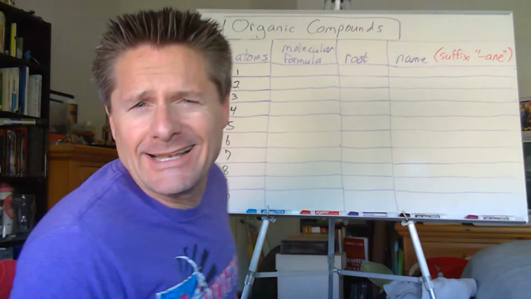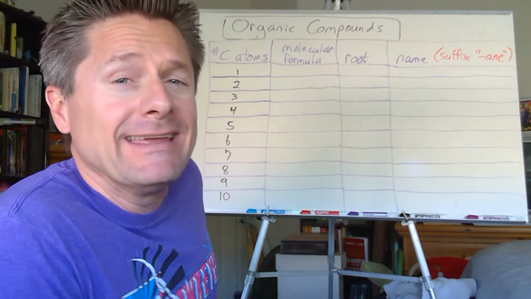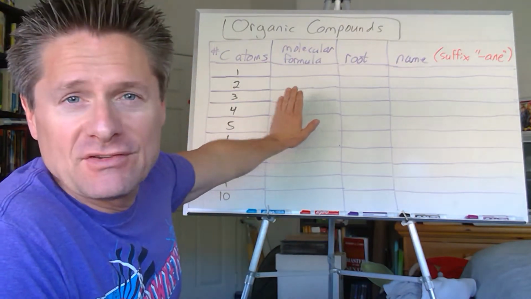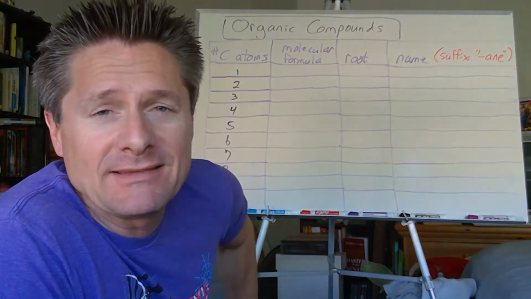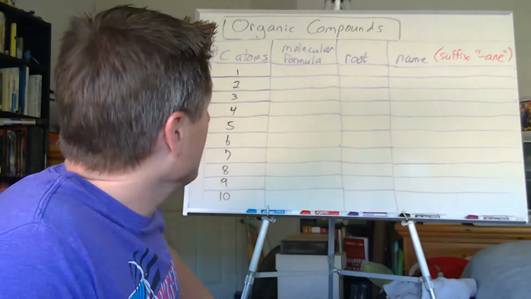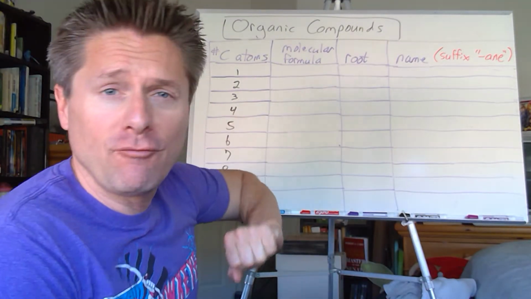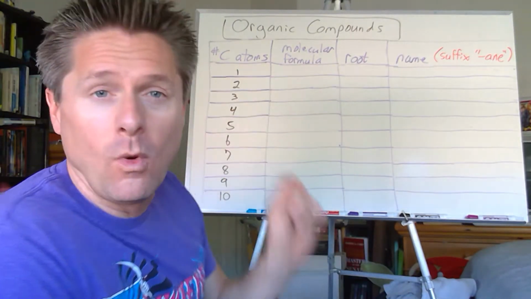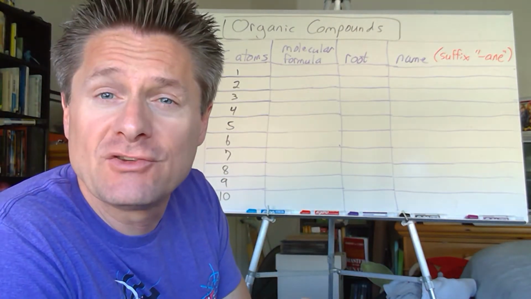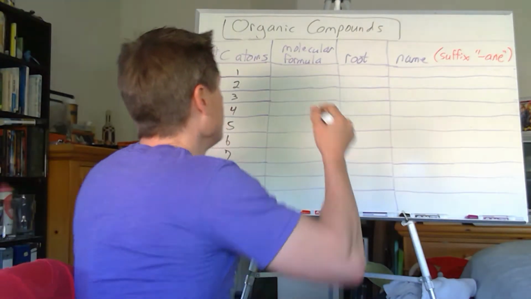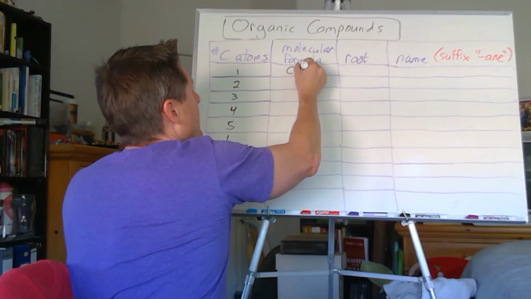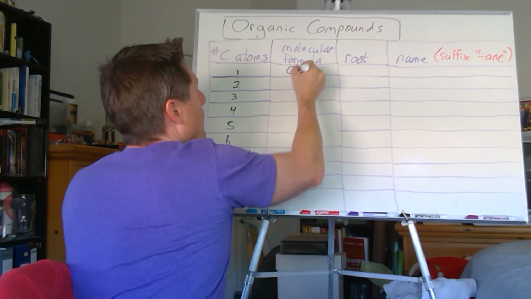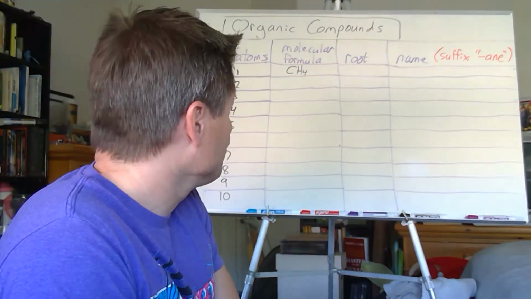Here's my ugly little table. You ready to fill this baby in? I'll help you with the first maybe 4, and then I'm going to pause it and have you do the rest yourself and see how you do. All right, so molecular formula, remember it's CnH2n+2. So if n is 1, 1 times 2 is 2, plus 2 is 4. So that will be CH4. We've seen that one before.